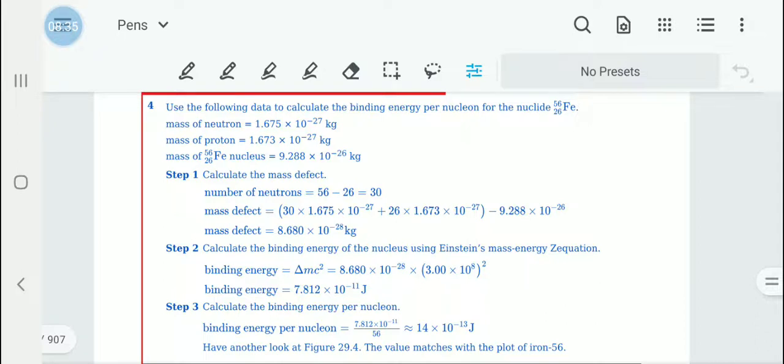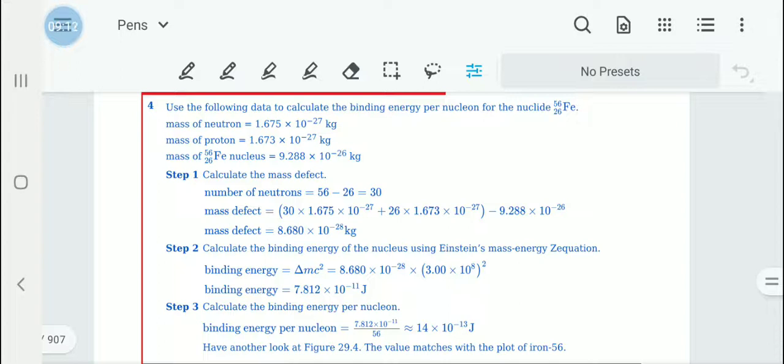Nucleon 56, 26, iron. The mass of the neutron is given, the mass of the proton is given, then the mass of the Fe nucleus is also given separately. Now we have to find out the mass defect. So the number of neutrons is 30, 56 minus 26. Then you add the sum of the protons and neutrons masses and then subtract the iron nucleus. Then we get a positive value, 8.680 × 10^-28.